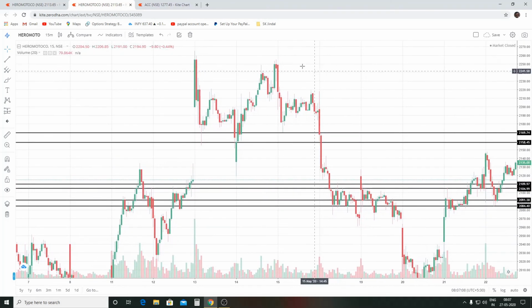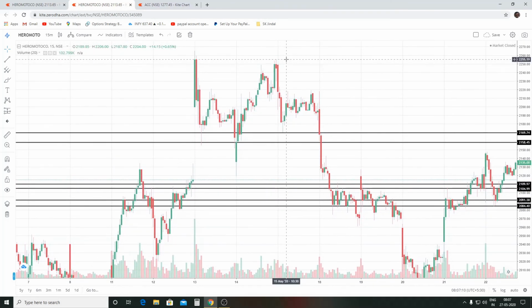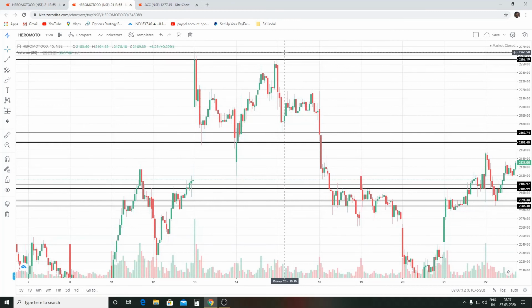As you could see, after seeing how sharply it turned from here, you would have drawn these lines, and on the next day early morning it came to these levels. If you had shorted it, it was a great trade for you.